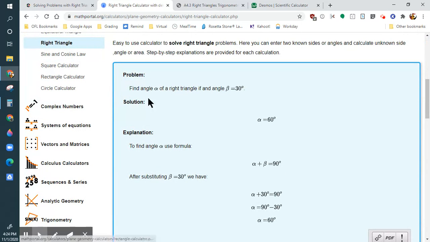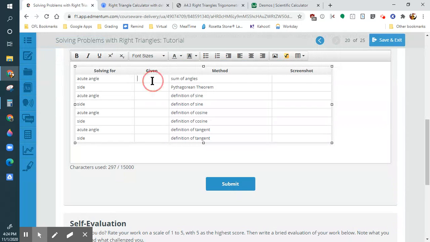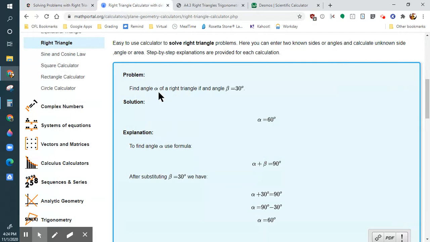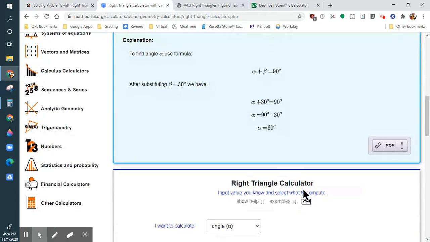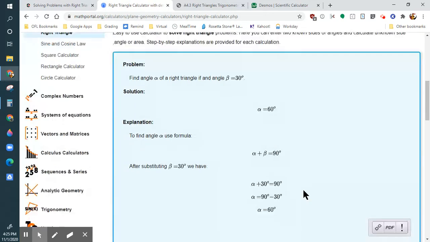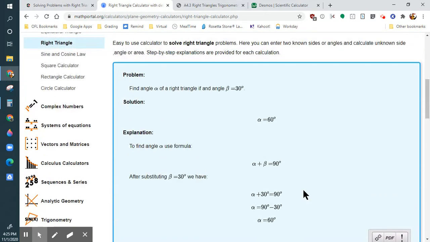And this thing says find angle. So what do we have to do here? Given information: find angle A of the right triangle. So we're going to say that beta B equals 30. So our given is B equals 30. And they want a screenshot of this. So what we're going to do here is try to get all this in one thing.